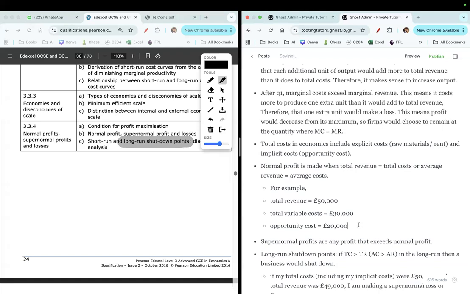So I'm only making normal profit here. I'm making enough for me to not regret quitting my job. Anything less than that is a supernormal loss. Anything more than that is a supernormal profit. Does that make sense now? Perfect.